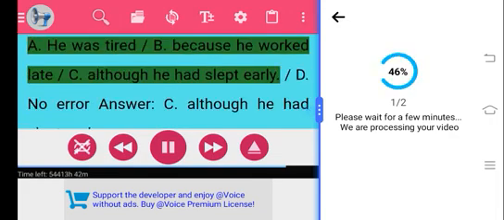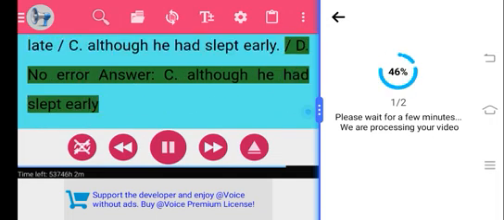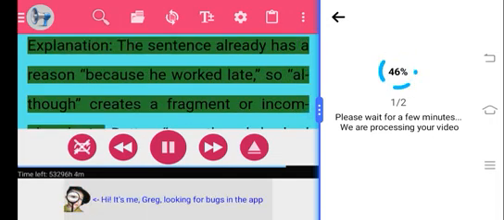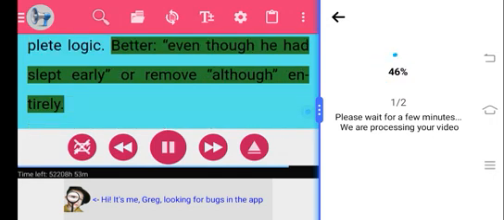A. He was tired. B. Because he worked late. C. Although he had slept early. D. No error. Answer: C, although he had slept early. Explanation: The sentence already has a reason, because he worked late, so "although" creates a fragment or incomplete logic. Better, "even though he had slept early," or remove "although" entirely.